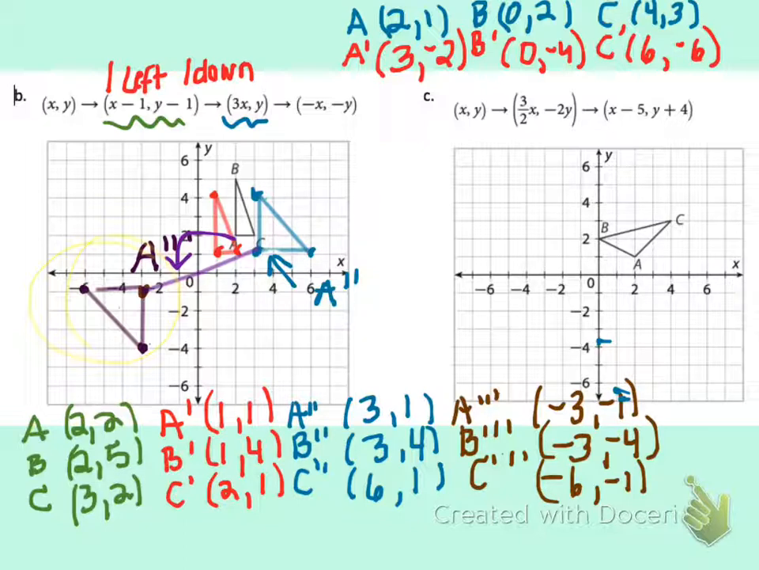And I'm going to go ahead and graph that. So 3, -2, over 3 to the right and down 2. This is my A prime. 0, -4, which is right here. And this is my B prime. And then 6, -6. This is the C prime right here.